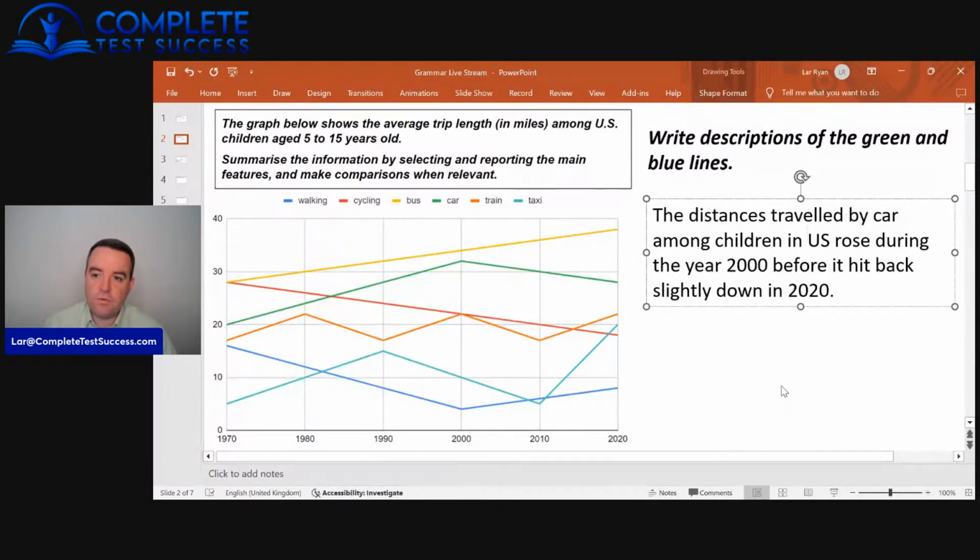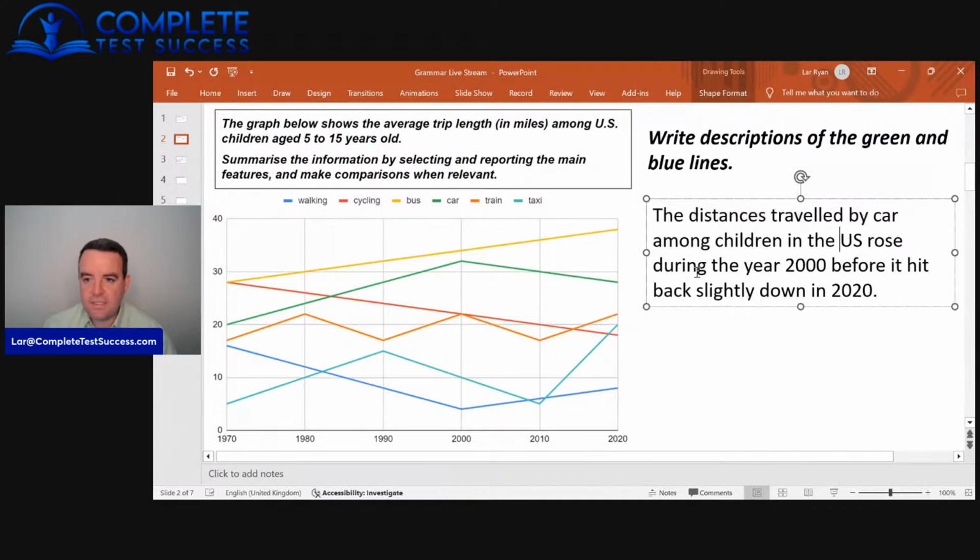So that first thing was more of a vocab mistake. The distances traveled by car more than the usage of car. Okay, so the distance traveled by car among children and in the US. So it'll always be the US. And any country that starts with United needs the word the. So you have the United States, the United Kingdom, the United Arab Emirates. So just be careful with that.